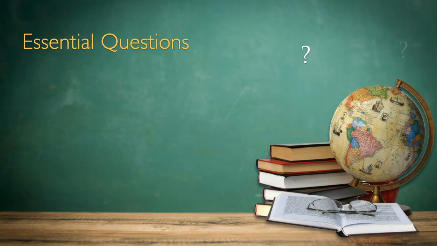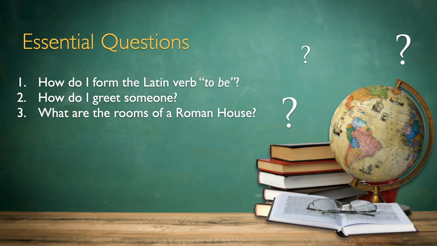Now, let's just take a look at a few essential questions we should bear in mind as we make our way through the stage. Number 1, how do I form the Latin verb to be? How is this like our own verb to be in your own native language, whether it be English, French, Spanish, German, Italian? Number 2, how do I greet someone in ancient Rome? How is this different than how we greet someone today on the street? Number 3, what are the rooms of a Roman house, and how do these differ from living spaces in our own modern-day dwellings?